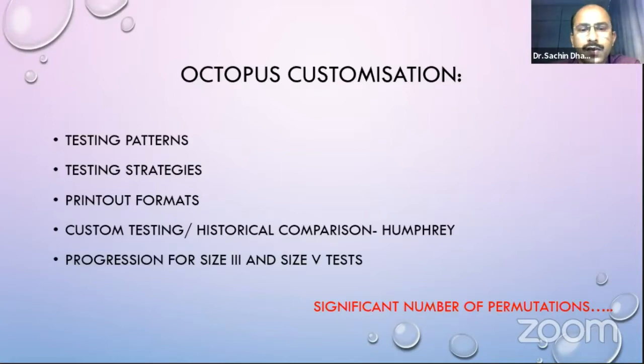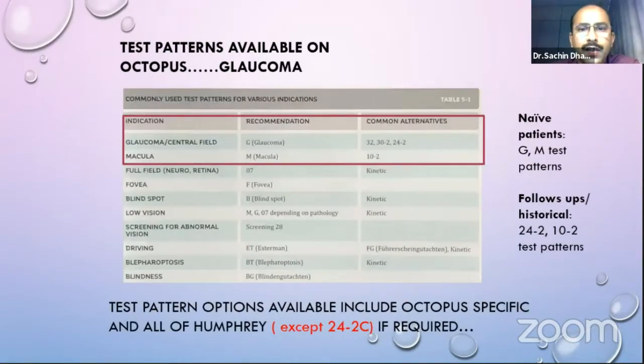We can have custom testing, historical comparison with the Humphrey, and progression for size 3 as well as size 5 tests. So we can have a significant number of permutations that are possible. Now, the test patterns that are available, we have already seen on the Octopus. And for glaucoma, essentially, we use the G pattern and the M pattern because they are the prototype patterns of the Octopus with slight differences from the Humphrey.